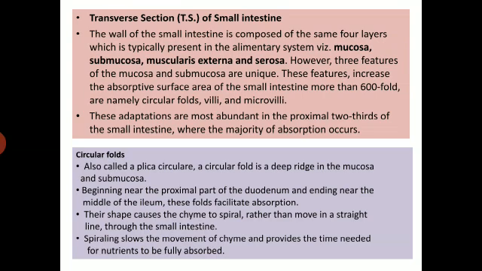Their shape causes the chyme to spiral rather than move in a straight line. त्याचा जो स्ट्रक्चर जर तुम्ही बघितला असेल तर तो कसा आहे, स्पायरल आहे, फोल्डेड आहे. ओके, it does not move in a straight line through the small intestine. So spiraling slows the movement of the chyme and provides the time needed for nutrients to be fully absorbed.